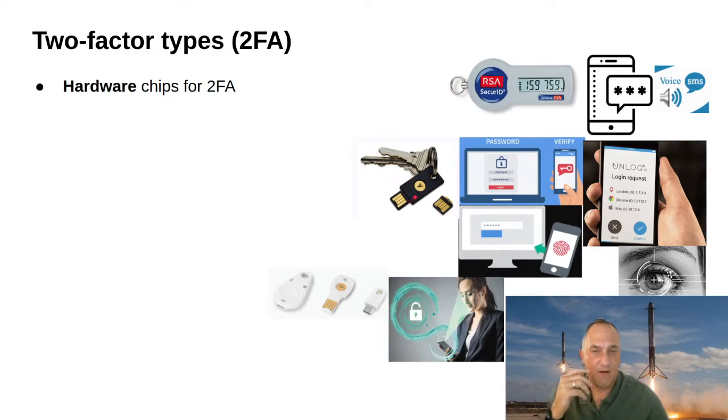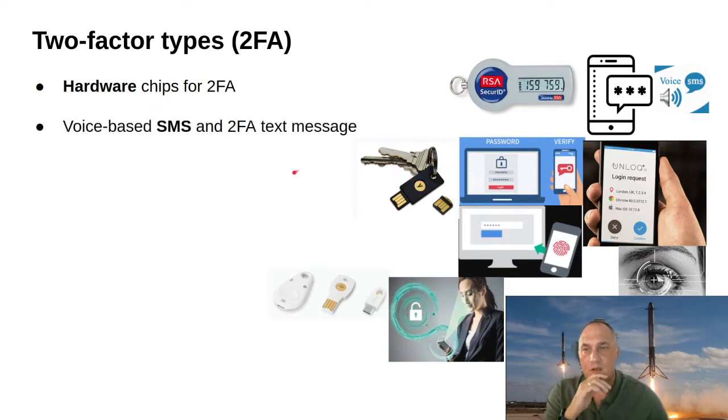Then you have what I recommend, these YubiKeys. These are very robust keys that you put into a machine, and we'll show you an example of one that I use here. Then you have the voice-based and SMS two-factor method, which we discourage, but it's still used a lot, which means that basically an SMS text gets sent to your phone.